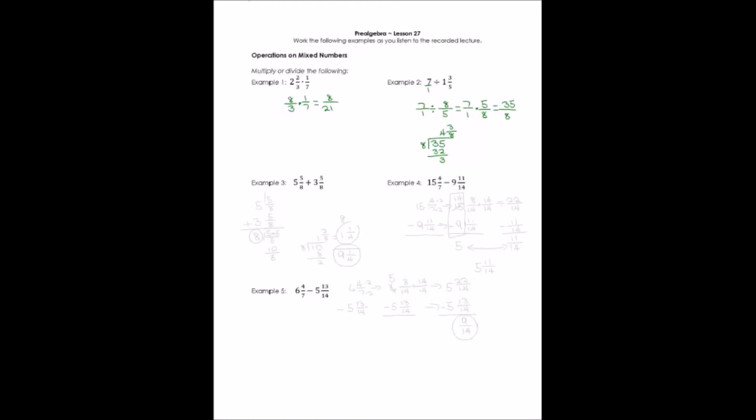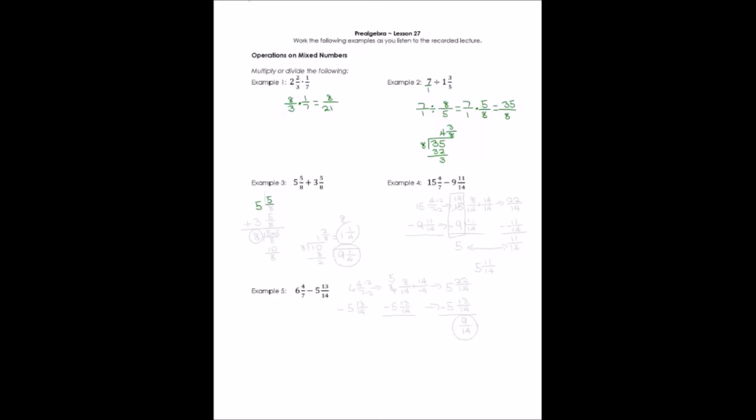Now, for examples 3, 4, and 5, we're going to deal with addition and subtraction. When we're dealing with addition and subtraction with mixed numbers, we can sort of split them in two. We don't have to convert them to improper fractions. We can deal with the whole number part and then deal with the fraction part, and it makes our math easier. I want to show you that by writing it vertically instead of horizontally.